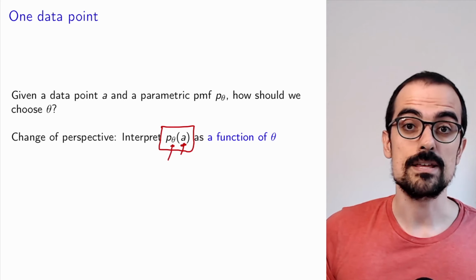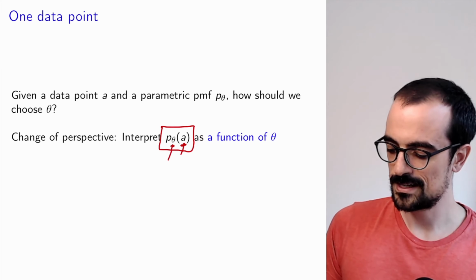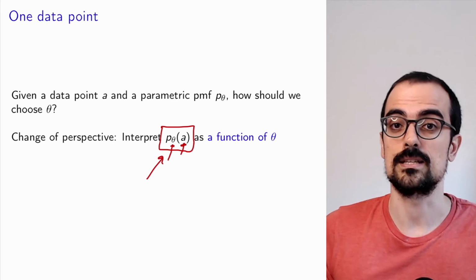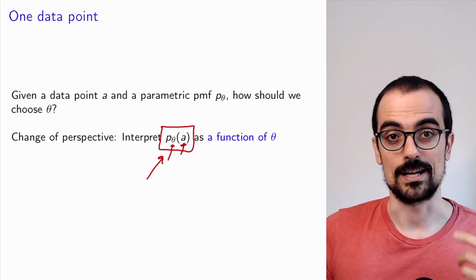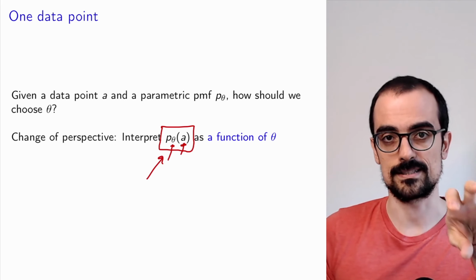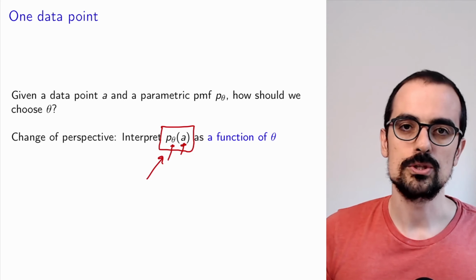But now we can vary the value of theta. We can interpret this object as a function of theta where the data point is fixed, because that's the data point that we've seen. Okay, we are choosing the parameter given a fixed set of data, right? So that makes sense. So now how would you set theta?